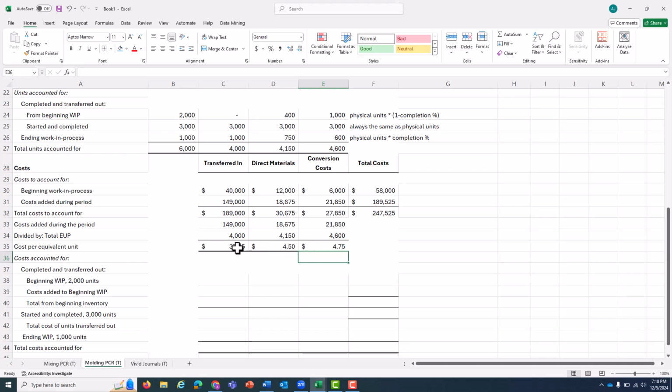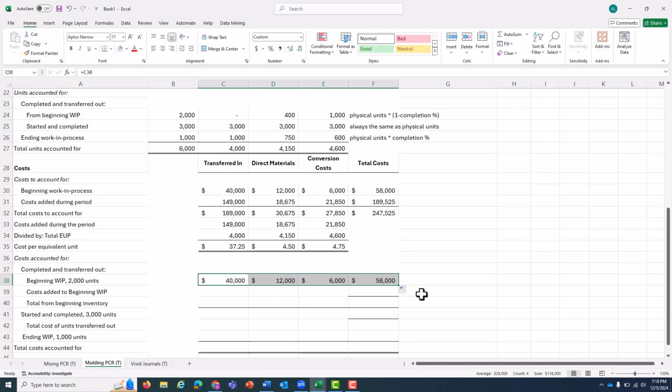So now that we have what we have to account for and how much it costs us on average to make a unit from start to finish, we're going to figure out where those costs ended up. So for beginning WIP, one more time, let's start with the costs that were already in it when the period started. It's $40,000 of transferred in costs, $12,000 in material costs, and $6,000 in conversion costs, for a total of $58,000 worth of costs that were already in there before we started.